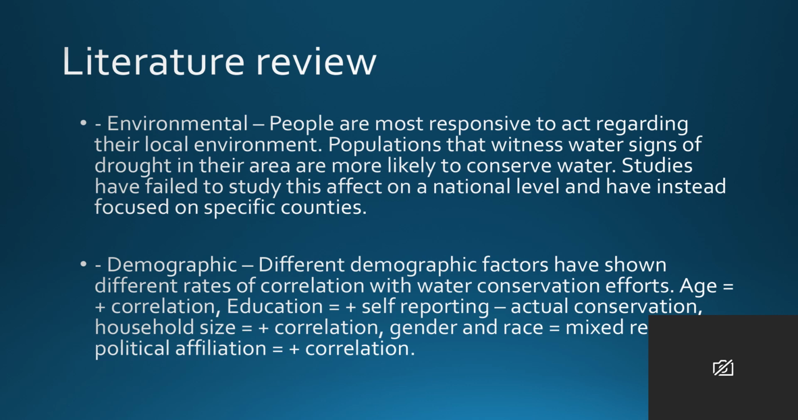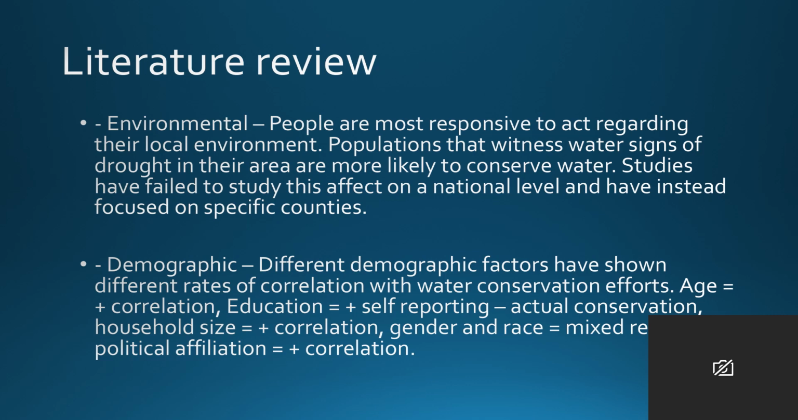And populations that witness signs of drought in their area are more likely to conserve water. Studies have failed to study this effect on a national level and have instead focused on specific counties. So, building off the last thing I said, given a drought in a small area, like a county, if someone in that county witnesses this, they're much more likely to be responsive to it compared to larger environmental issues. And studies have studied this, but not on a national level like this study we are reading now. They've really only focused on specific counties.